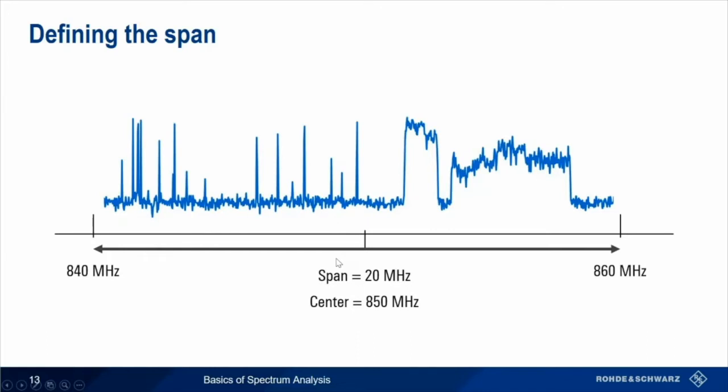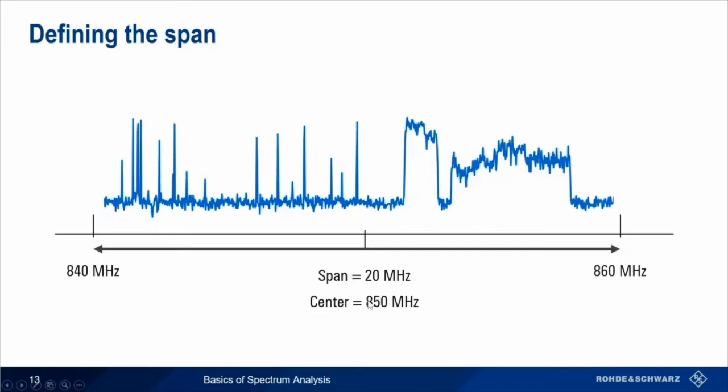The reason that people will do this is that most often we know what our center frequency is that we want to look at. You might have a signal of interest and you know that it's at 850 megahertz, so you'll go ahead and put that in as your center frequency. The other reason is that once you set your center frequency, it's pretty easy to use the span to zoom in and out on the signal of interest.